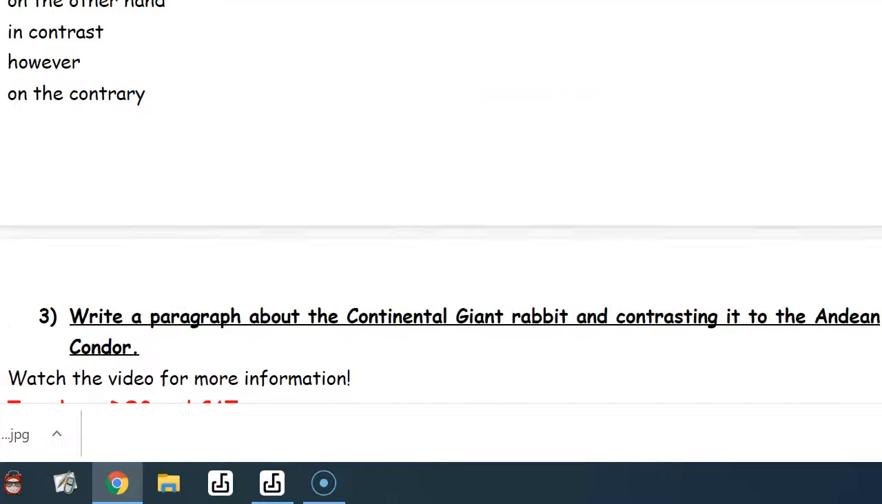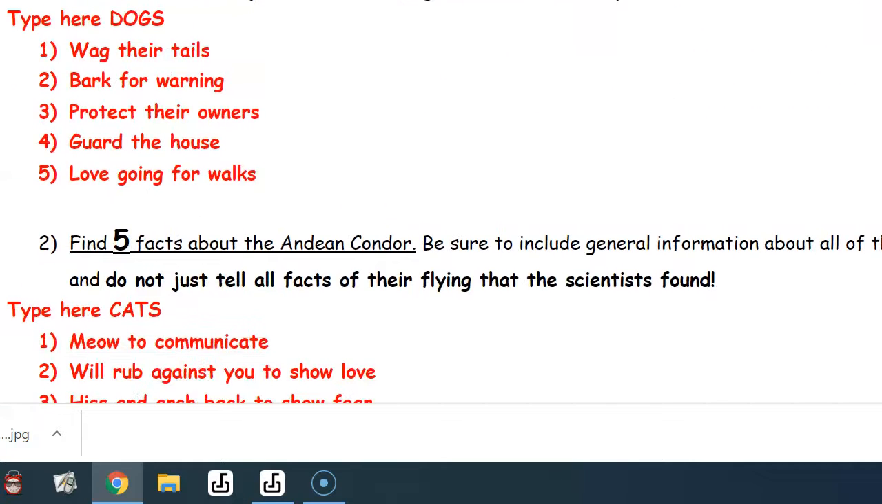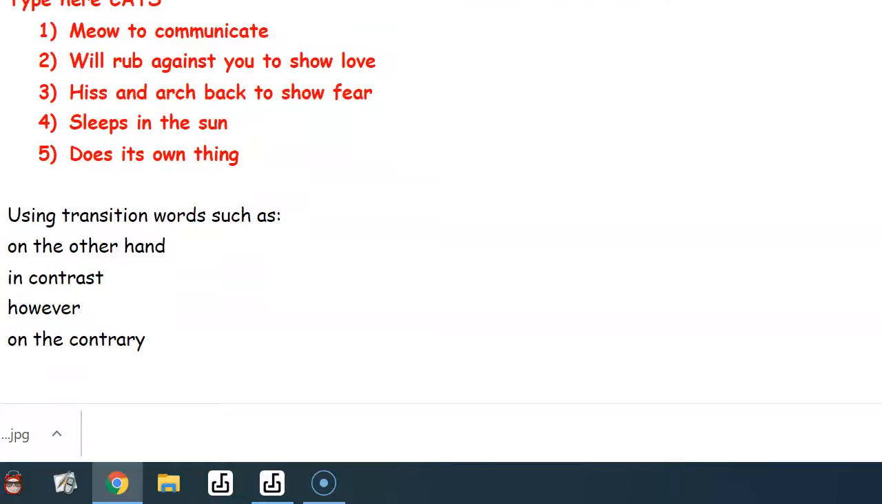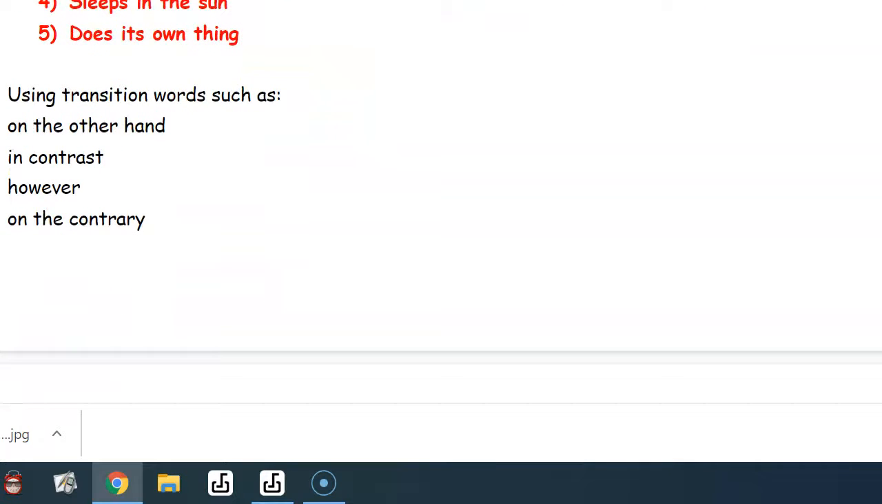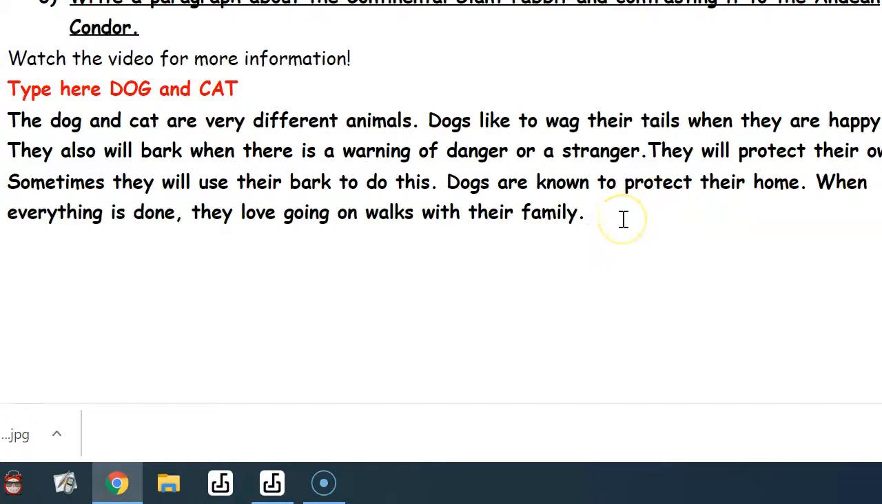But this is where my transition words are going to come. On the other hand, what do cats like to do? Do cats wag their tails, bark? No, they do other things. They communicate differently. I could say, in contrast, however, on the contrary, I can use any one of these. I'm going to do however, but I want you to use any one of those. However, cats are very different than dogs.